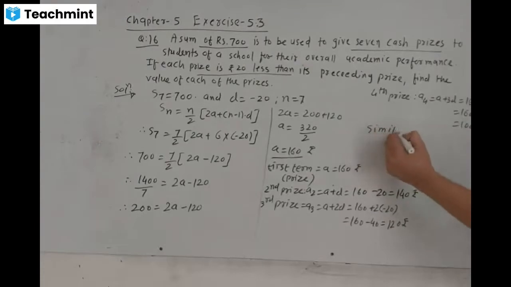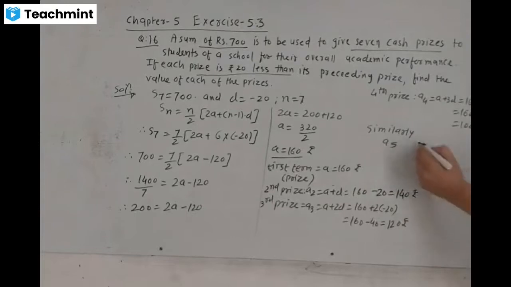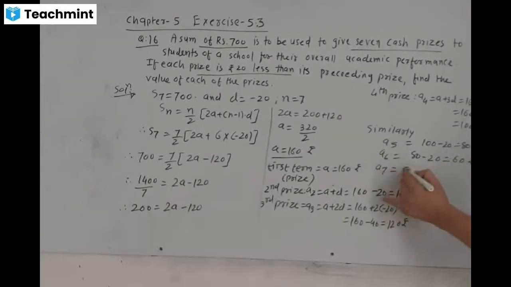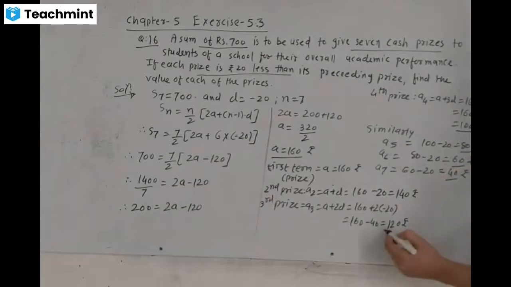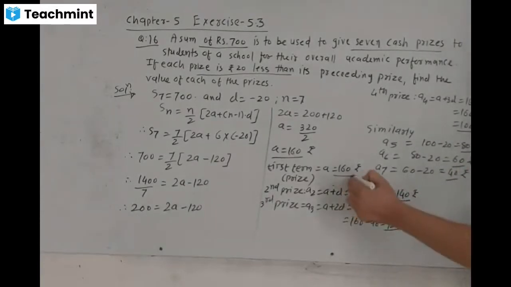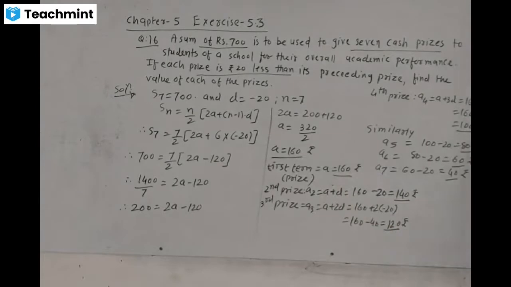Similarly, a5, the fifth prize, is the fourth term minus 20, that is rupees 80. a6 is equal to the fifth term minus 20, that is equal to rupees 60. And the seventh term is 60 minus 20, that is equal to rupees 40. And the sum of 40 plus 60 plus 80 plus 100 plus 120 plus 140 plus 160 is equal to rupees 700.